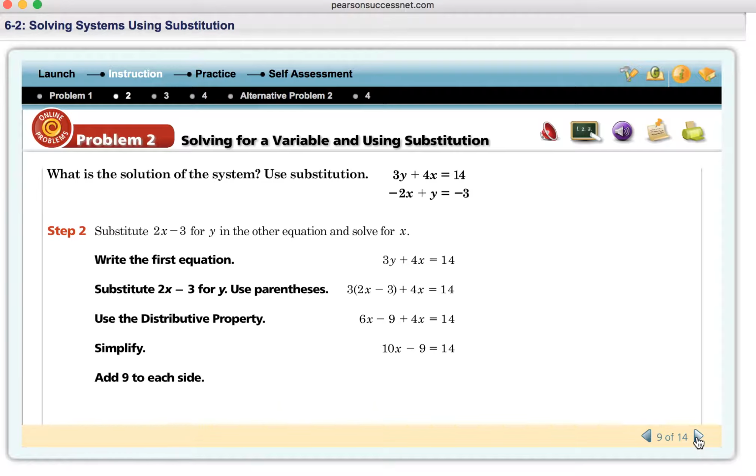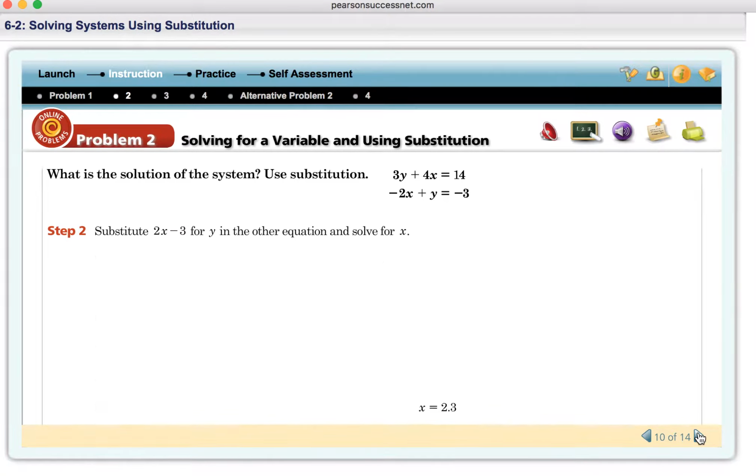Add 9 to each side. Divide each side by 10. Well, here it is. Somebody in one of the classes asked if we'd ever have decimals, and there it is. Welcome to decimals.